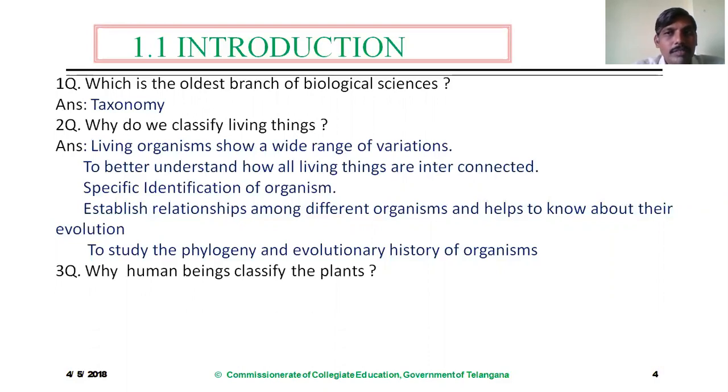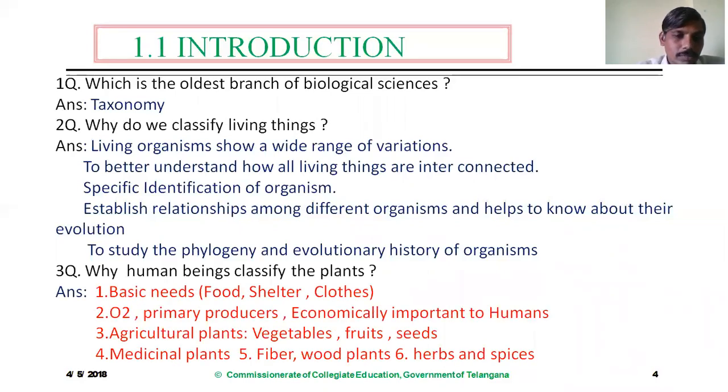In the olden days, we saw only a group of plants. Now we see different, diversified plants, and how they evolved. We can understand all these things only by studying and classifying living things, to study the phylogeny and evolutionary history of organisms.